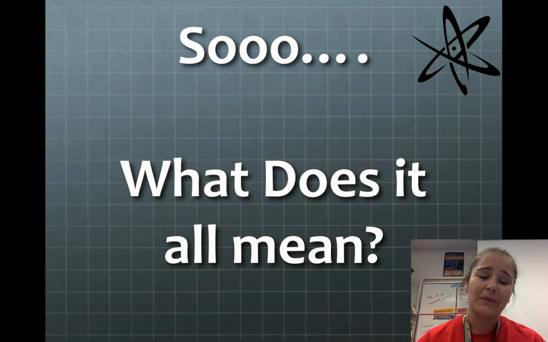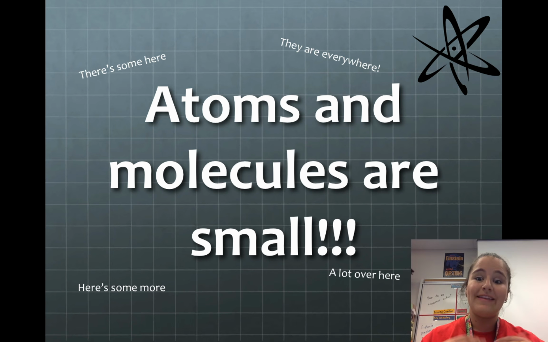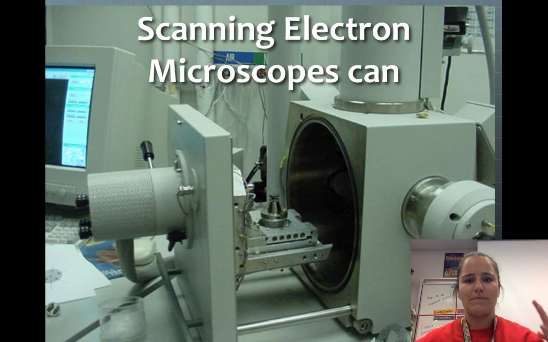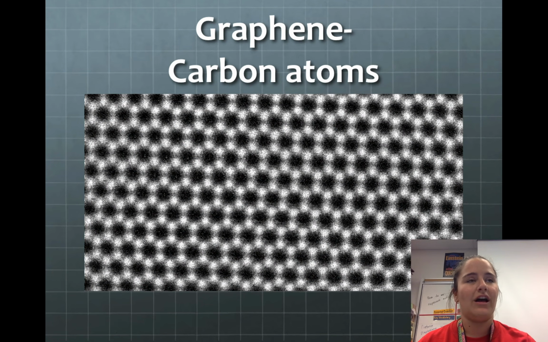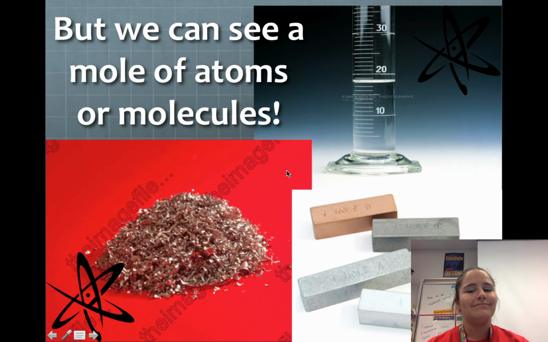So what I want you to take away from this is that atoms and molecules are really, really, really, really, really small. They're everywhere, okay? We can't see them. It's not like you can look at a microscope and watch them, unless you have one of these big scanning electron microscopes that take up an entire room. Then we can get images like this. This is a scanning electron microscope picture of graphene, where each of these little fuzzy dots, those represent carbon atoms. So you can see the structure of graphene. But we can see a mole of atoms or molecules.